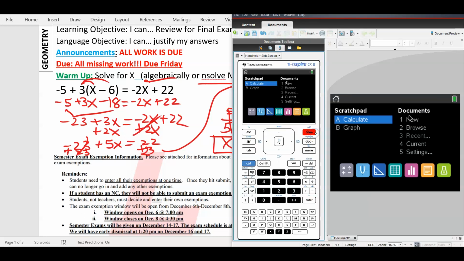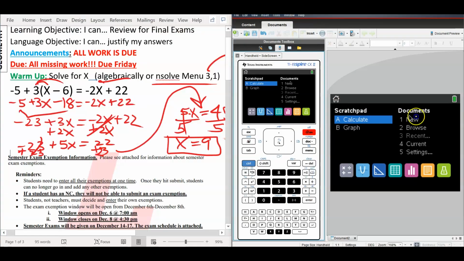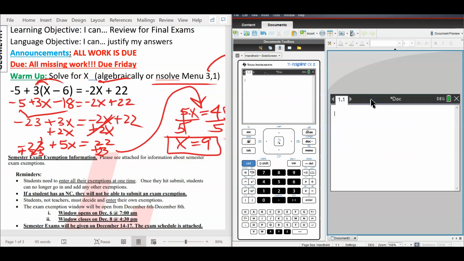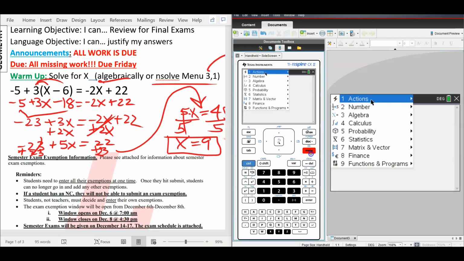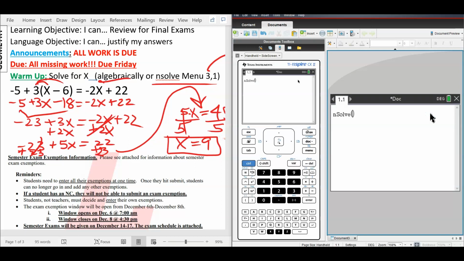You do a new document. Don't save it. Number 1. Okay, when you're trying to solve an equation, menu is where you always go. And number 1 is nsolve, numerical solve. So now you just have to type in the equation, right?